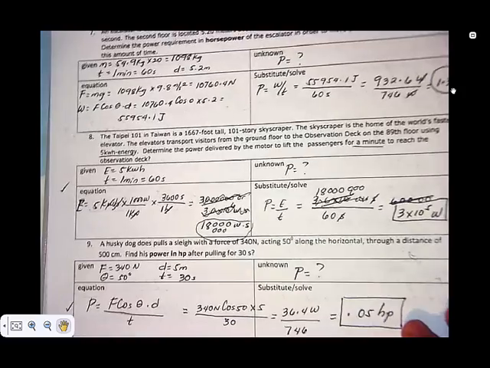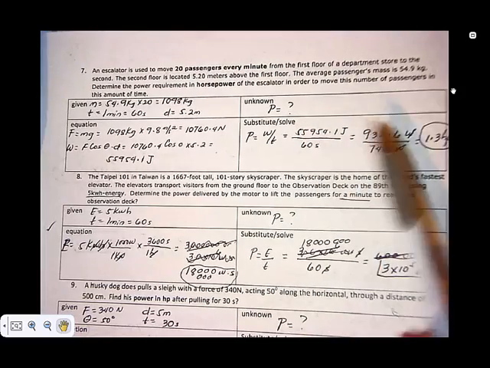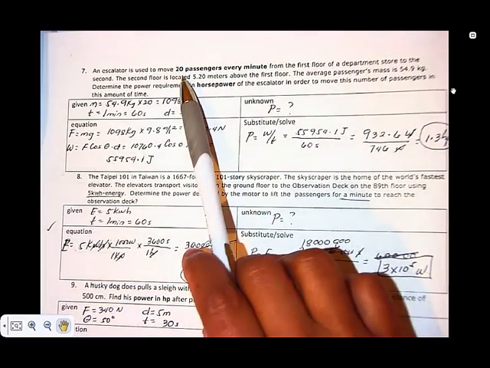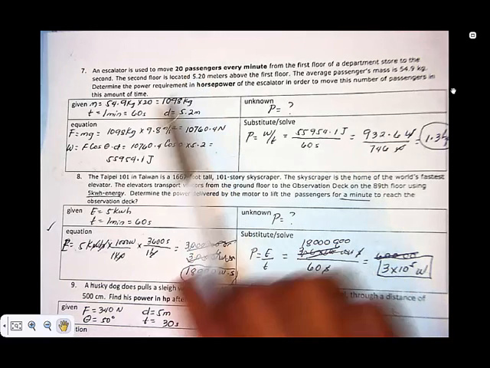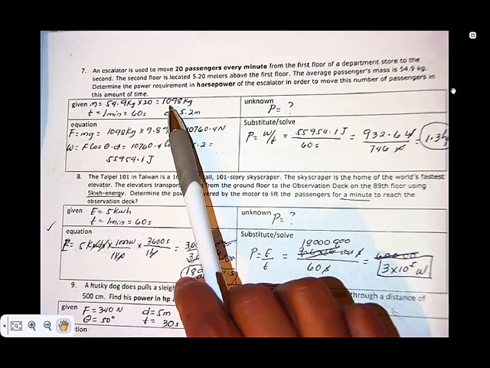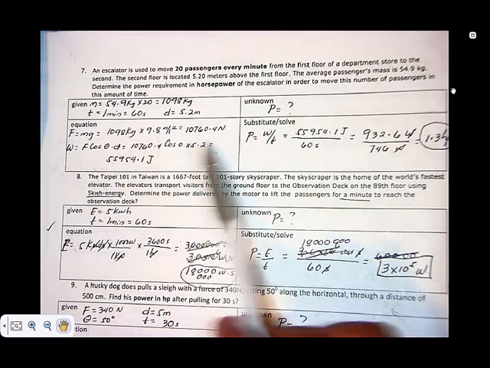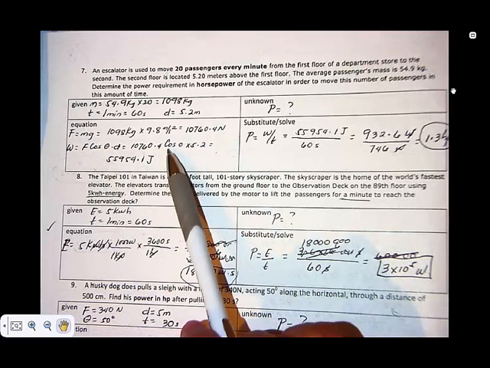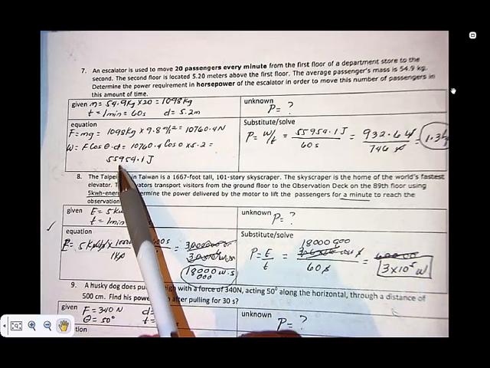Alright, at the back, same process again, but for number 7, some stuff to remember. The mass of each passenger is 54.9 and there's 20 of them. So before you use 9.8 to change that to force, remember to multiply 54.9 by 20. That will give us the total mass of the 20 passengers. Now to get the force of that, we will multiply that number by 9.8, and this is the amount of force. Plug in the force on your equation here, times cosine 0 times the height of the elevator, and you will come up with this amount of work.